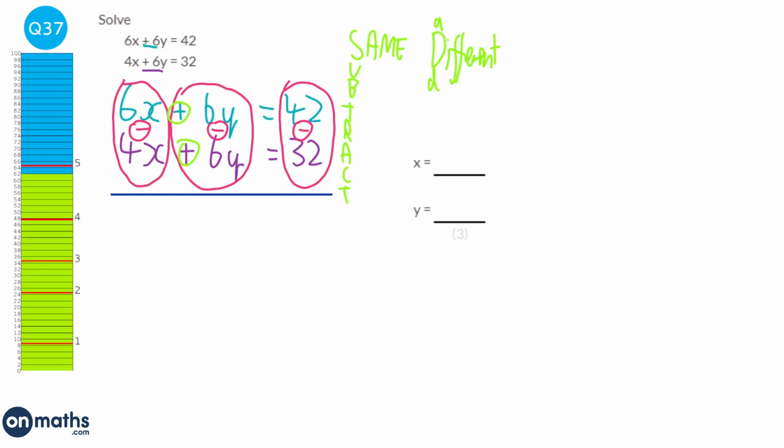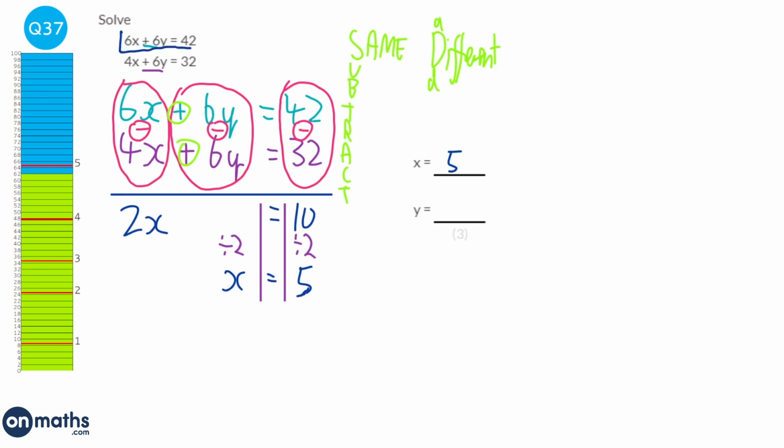So 6x take away 4x is 2x. 42 take away 32 is 10. Get our lines in. And we're going to divide 2 both sides. So 2x divided by 2 is obviously x, which is the whole point, and 10 divided by 2 is 5. So x equals 5 is our first solution, but we've got to find out what y is.